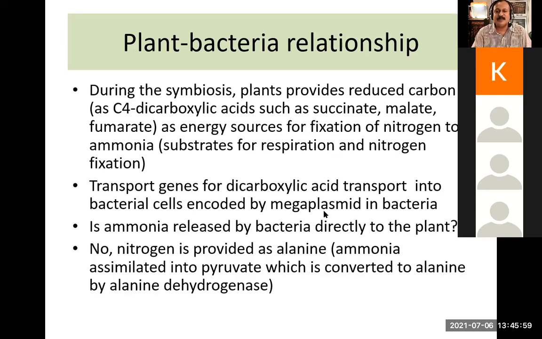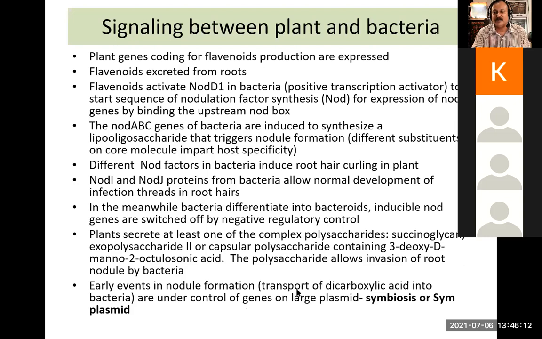Then the megaplasmid in the bacteria, the same plasmid which I've already told you about, also has certain genes which allow the transport of dicarboxylic acid into the bacterial cells. We have already seen this point here. Transport of dicarboxylic acid is because of the genes which are present on the same plasmid.